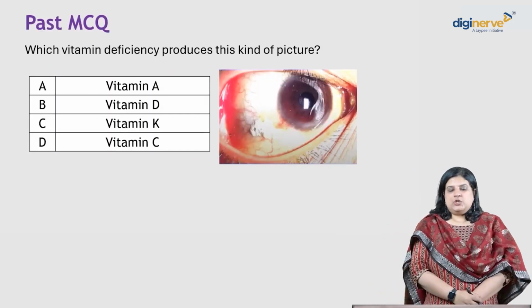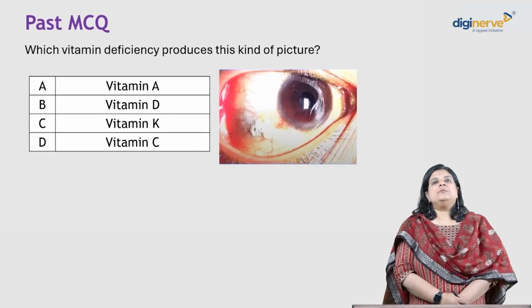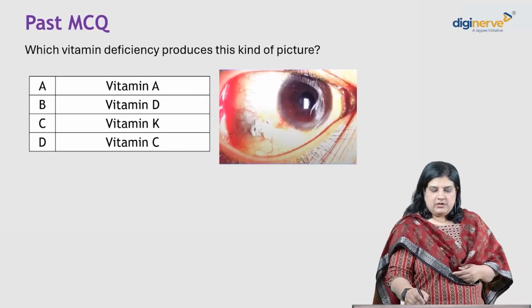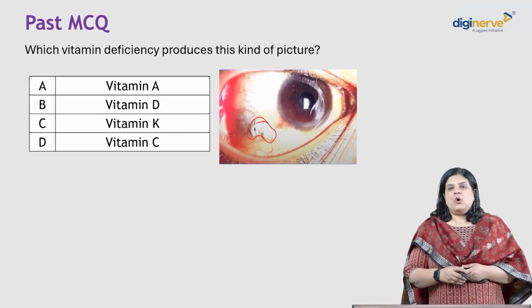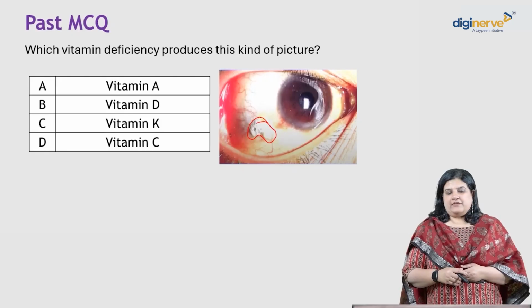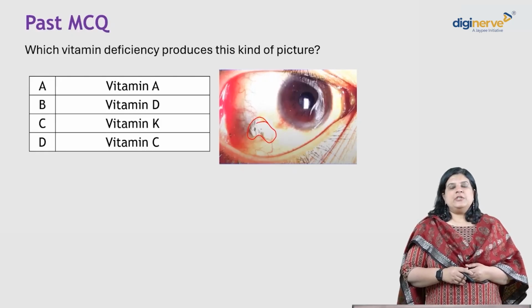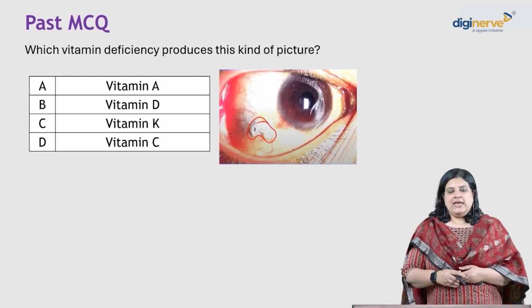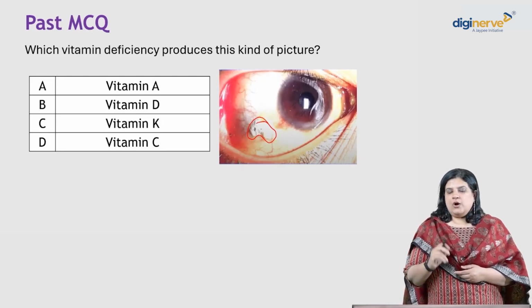The next question talks about the vitamin deficiency that can produce this picture. Now here, look at this dry, soapy white deposit on the bulbar conjunctiva. Which vitamin deficiency can result in such a picture? Vitamin A, D, K, or C?